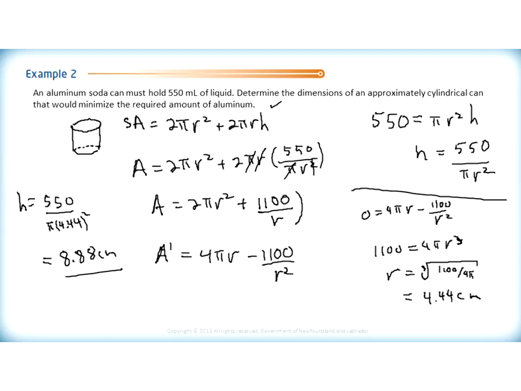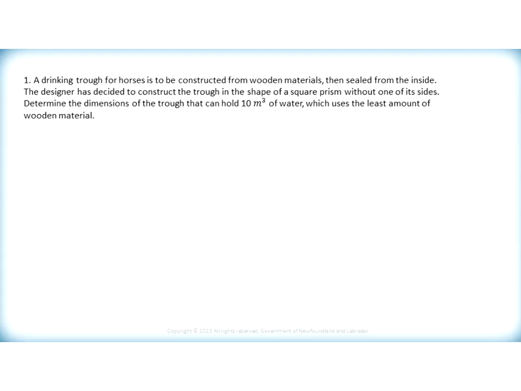Okay, let's do another one. These are fun problems. I'm having a lot of fun here. A drinking trough for horses, wow, even horses need water, is to be constructed from wooden materials, alrighty, and then sealed from the inside. The designer has decided to construct the trough in the shape of a square prism without one of its sides. So that's like a rectangular prism, except the ends are going to be squares exactly.